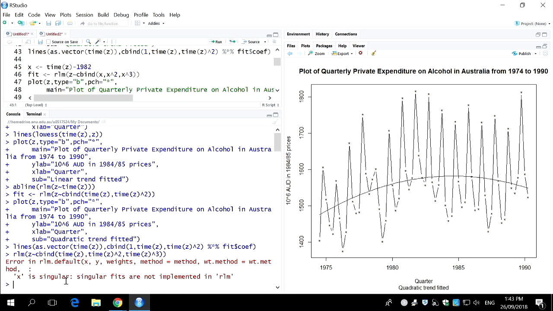If I draw a picture, I'll draw it over here. Have I got a pen? I do have a pen. Okay, so this is a picture of x squared, right? We can all agree with that? I've got values of x between 1974 and 1990. So this is the part that I'm looking at.